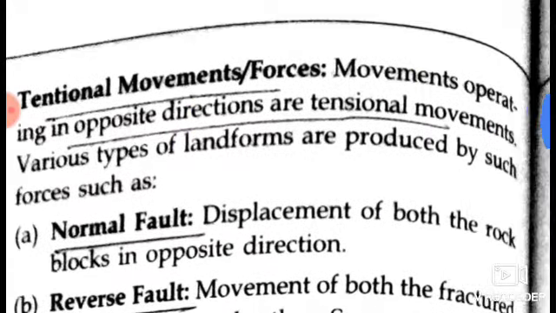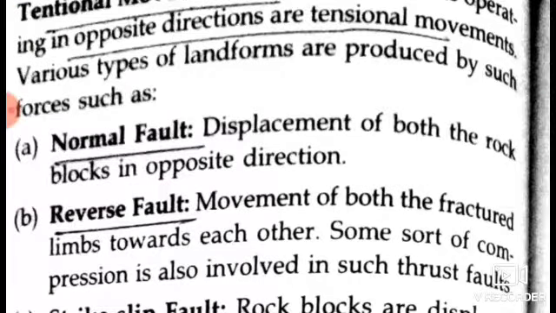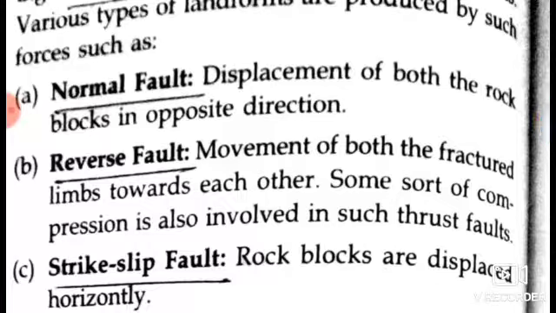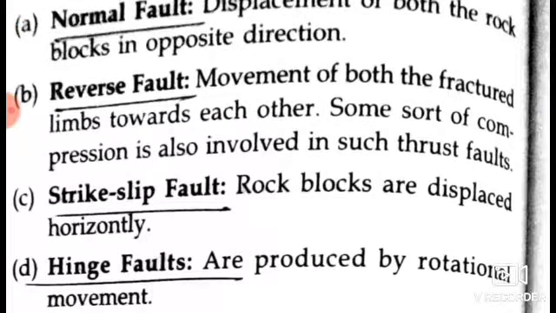Tensional movements: forces operating in opposite directions are tensional movements. Various types of landforms are produced by such forces. Normal fault: displacement of both rock blocks in opposite directions. Reverse fault: movement of both fractured limbs towards each other. Some sort of compression is also involved in such a thrust fault.